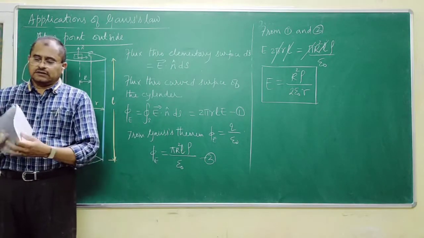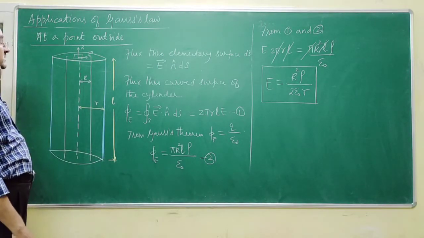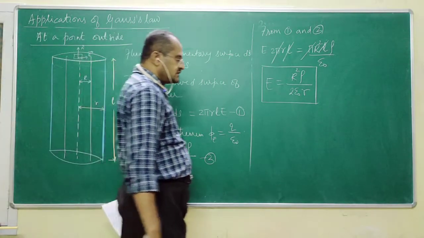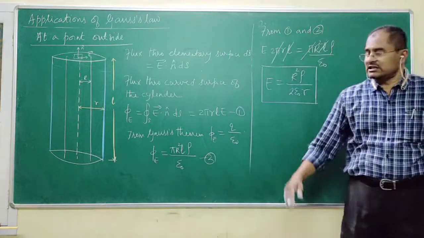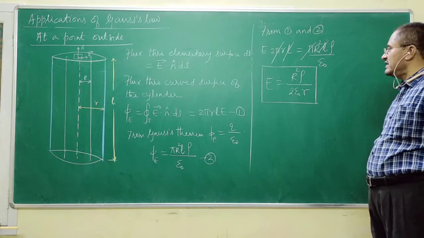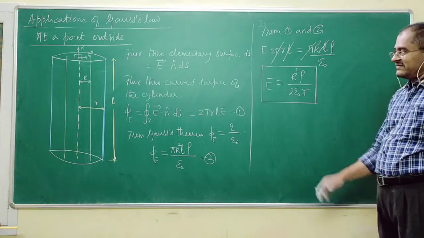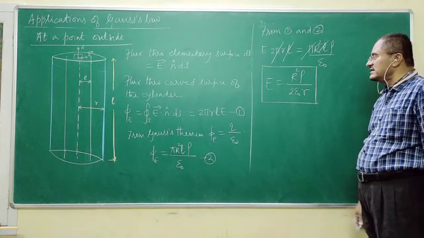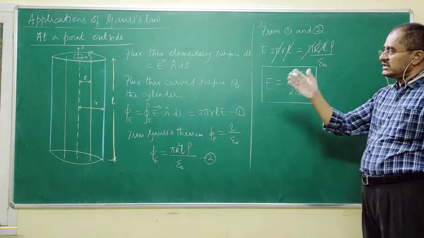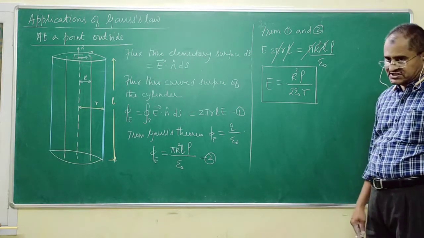I'm sorry. At a point outside the charged solid cylinder, the electric field is given as E is equal to R squared rho by 2 epsilon naught r, where R is the radius of the solid cylinder, rho is the volume charge density, r is the distance of a point outside from the charged cylinder, epsilon naught is permittivity of free space.